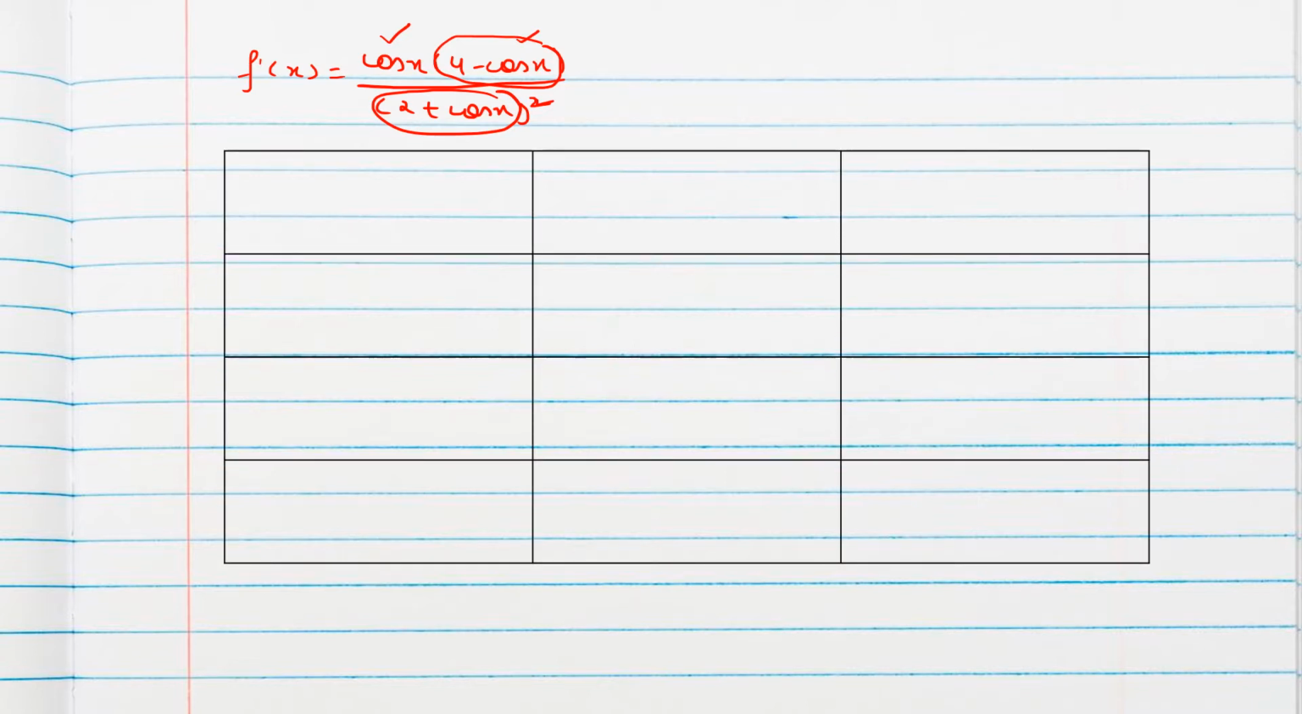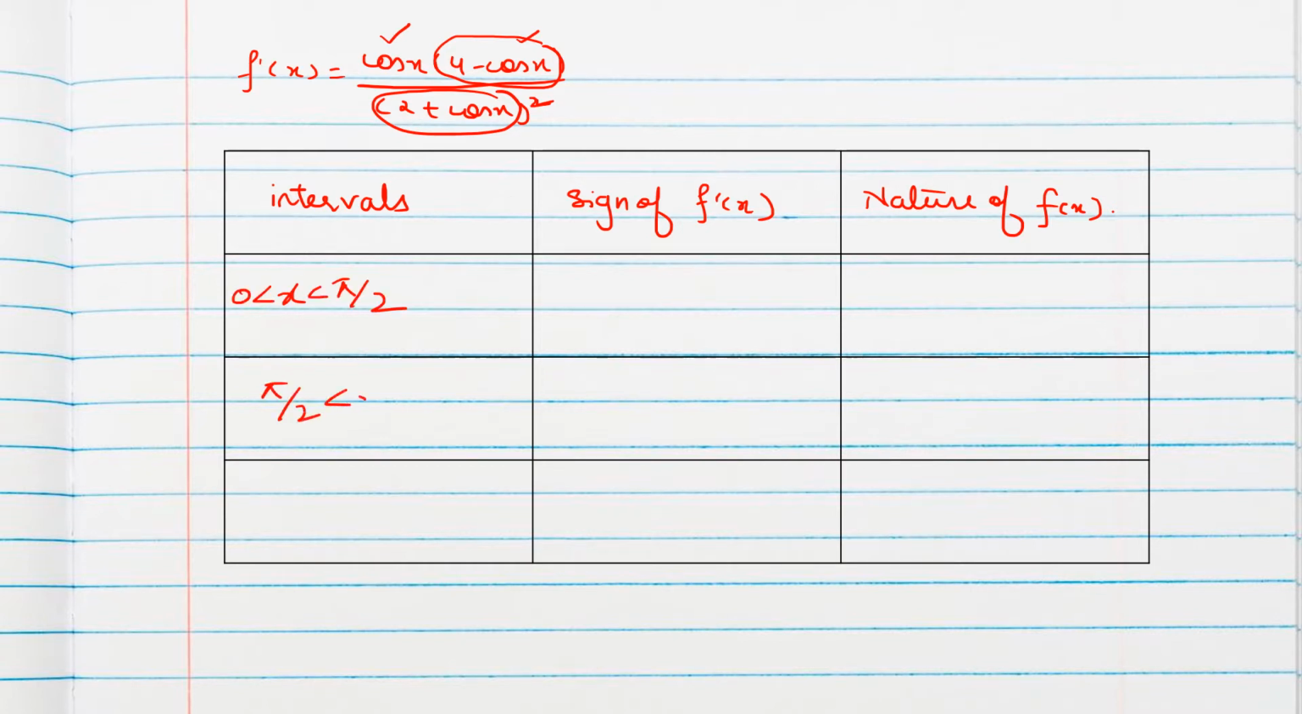So here we will write intervals, then sign of f dash of x, and nature of f of x. Okay, so the first one is x greater than 0, these three intervals.